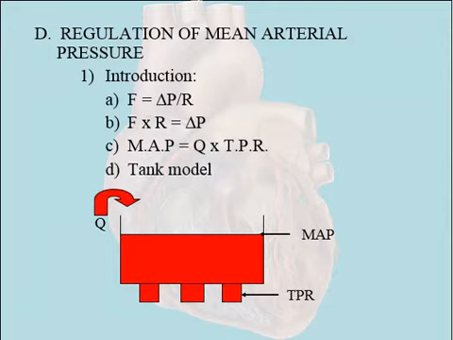So we can just look at this and say, well, if we keep the peripheral resistance the same and Q goes up, what's going to happen to the mean arterial pressure? It'll go up, right? If we leave Q the same and we lower the peripheral resistance, open up those arterioles, what's going to happen to the pressure? It'll go down, right? So this tank model can help us understand how these three things are linked, how the Q is linked to the peripheral resistance and linked to the mean arterial pressure.